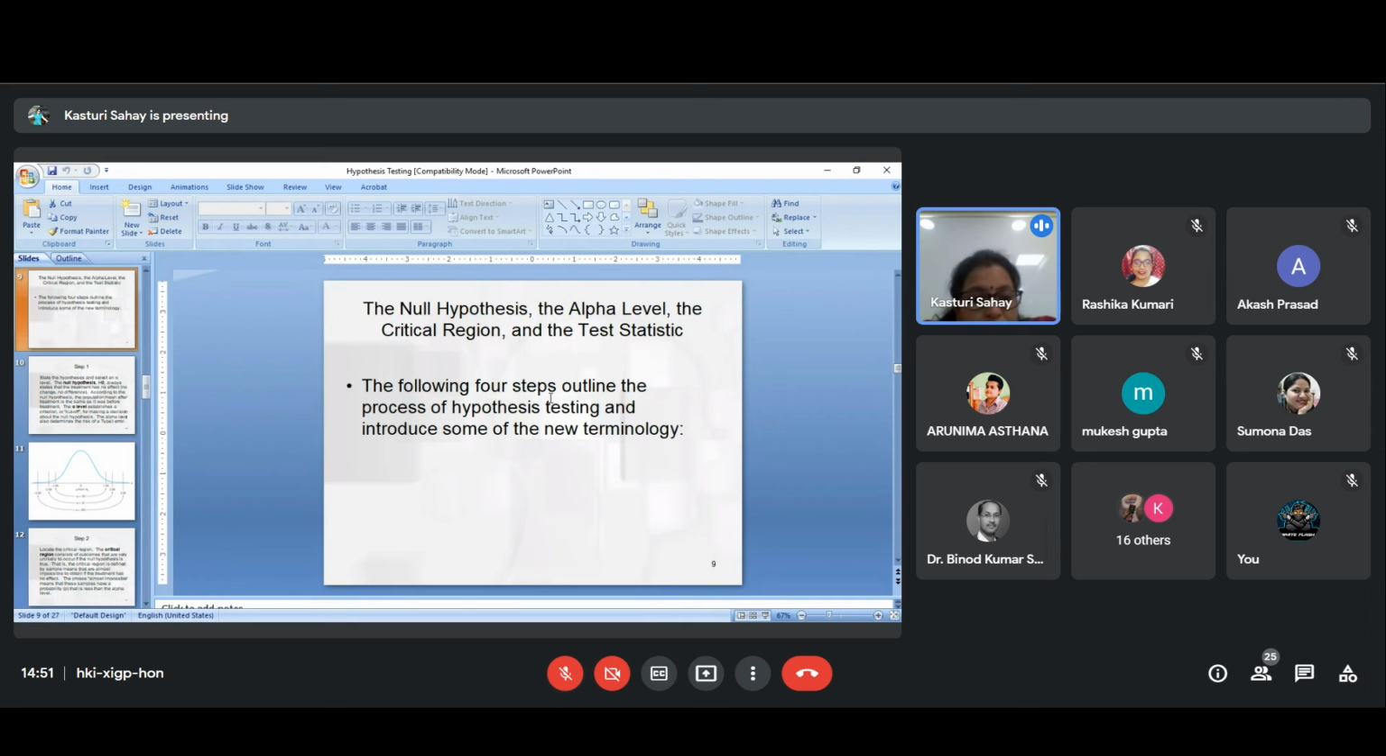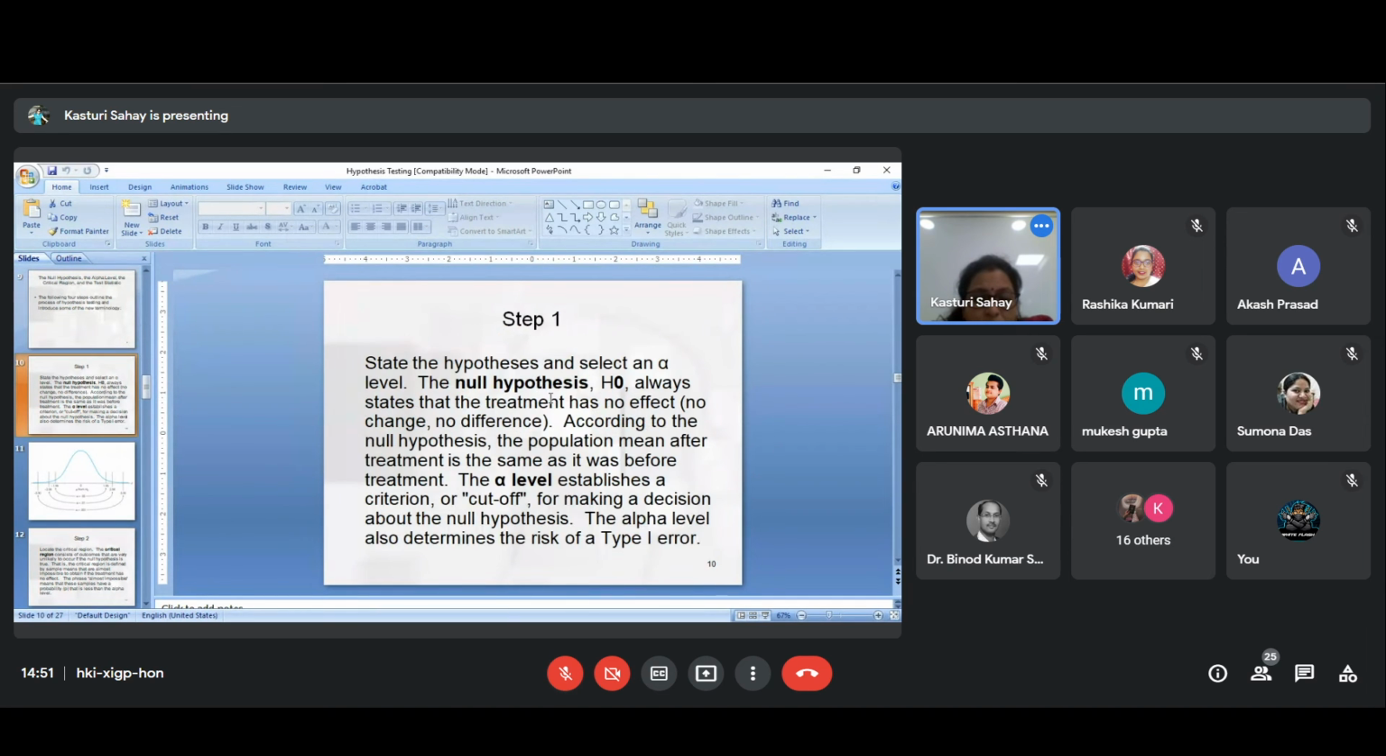Now we come to some words which we use in our hypothesis testing. That is the null hypothesis, the alpha level, the critical region, and the test statistic. The following 4 steps outline the process of hypothesis testing and introduce some of the new terminologies which we were discussing. So we'll be basically discussing the 4 steps of hypothesis testing, and we'll discuss all these words as well. So step 1. State the hypothesis and select the alpha level.